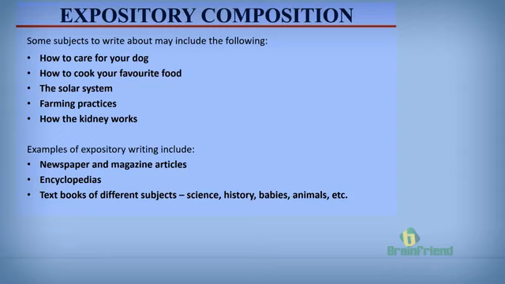Now here on the board we have some subjects to write about with regards to expository compositions. Some topics that we can write expository compositions about.